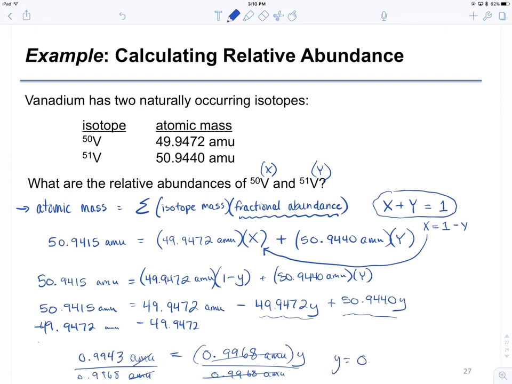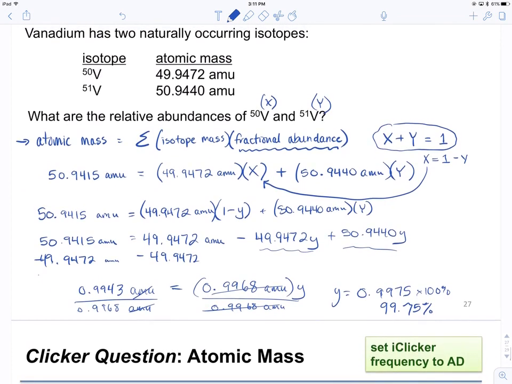As a fraction, 0.9975. Or as a percentage, multiply that by 100%. It's 99.75%. This becomes easy to solve because X is equal to 1 minus Y. So 1 minus 0.9975 is equal to 0.0025 or 0.25%. So now we just have to make sure that we assign these percentages to the appropriate isotope.